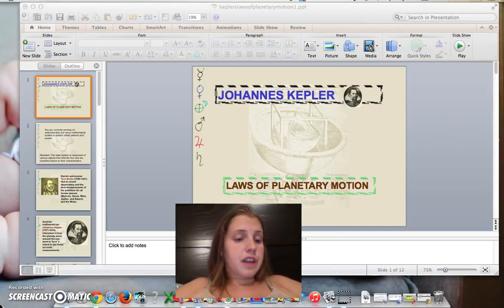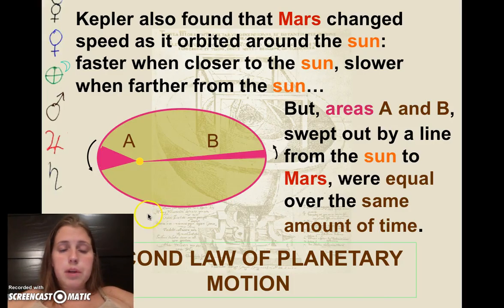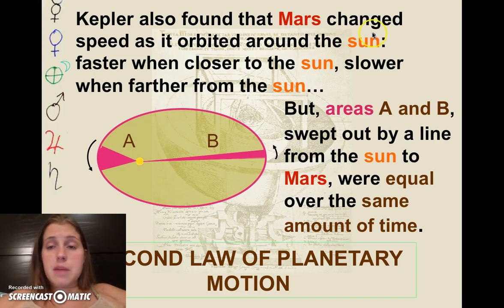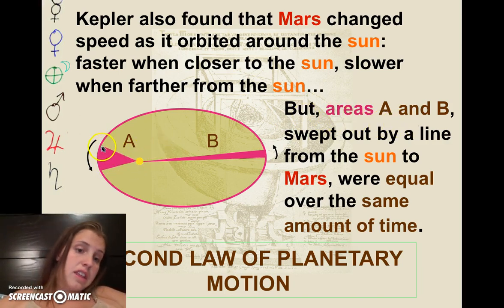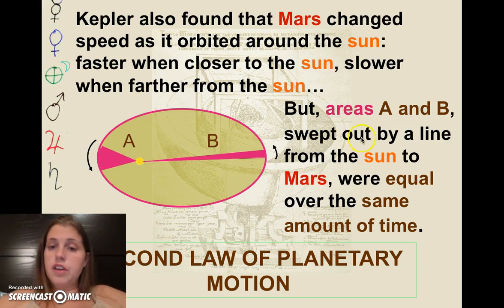So Kepler also found out that Mars changed speed as it orbited around the sun. It was faster when it was closer to the sun, and it was slower when it was further away. But he discovered that the areas A and B, so the area in this triangle swept out by the line from the sun to where Mars traveled, was equal to the area that was swept out here in the same amount of time. And this is the second law of planetary motion.